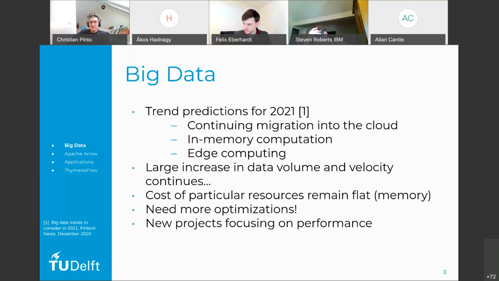And with all this happening, in the meantime, the large increase in data volume and velocity obviously continues, but some of the resources that are necessary to process the data just remain flat. And with the companies becoming more and more data-driven, that actually means they're going to spend more money on compute resources. Every optimization we can do to these applications is going to result in savings. And even without considering the market trends and market researchers, we just pop up GitHub and we see a lot of new projects that are specifically focused on performance. And this hasn't happened before.